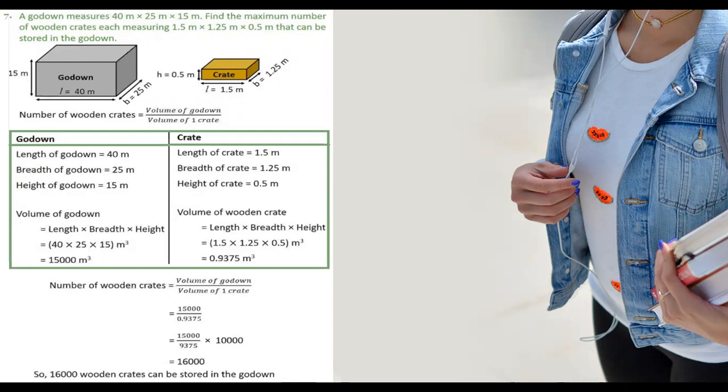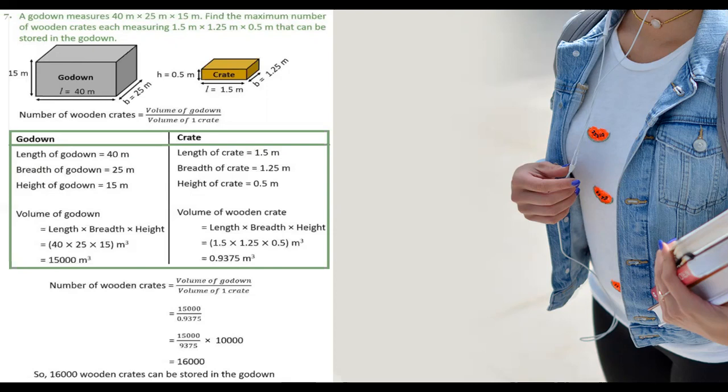And we need to find the number of wooden crates that can be stored in this particular godown. That is, the volume of the godown divided by the volume of one crate. Now let us calculate the volume of the godown and the volume of the crate, as shown in this particular table.